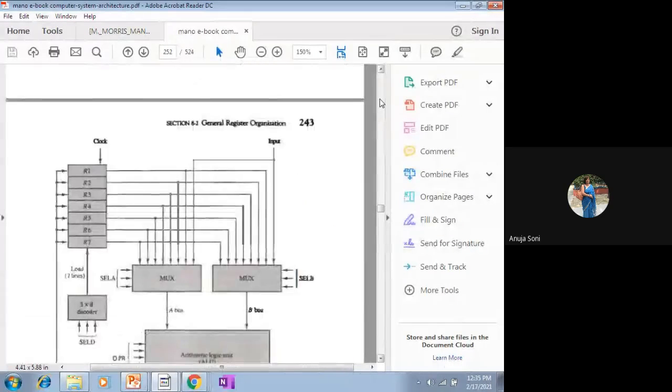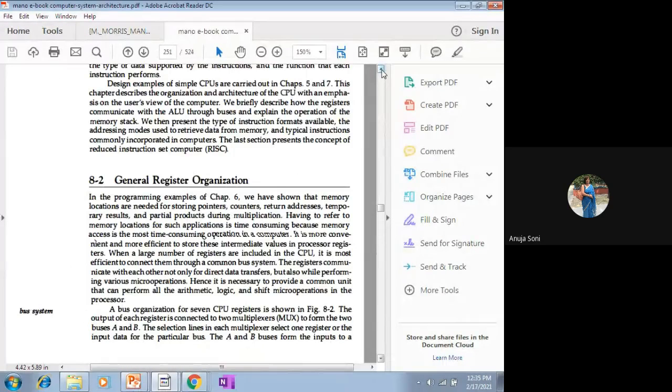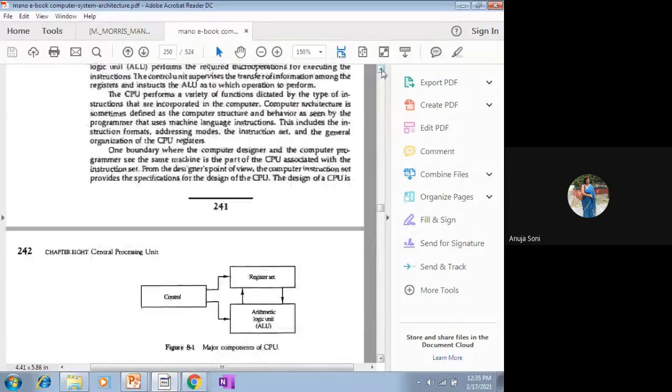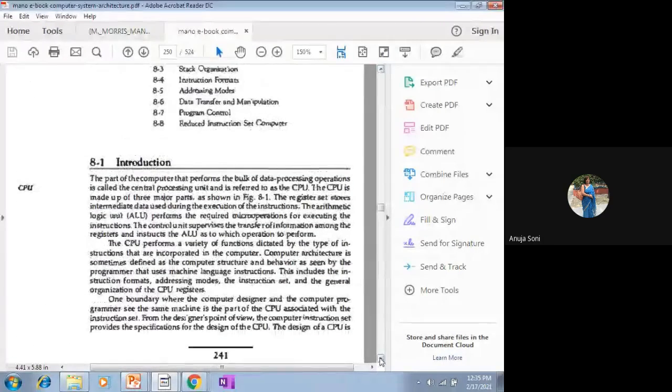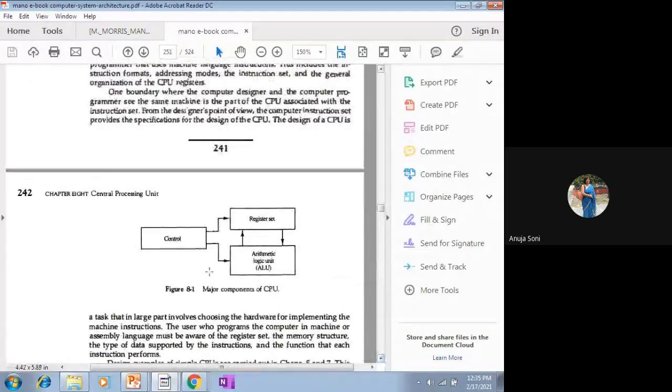This is a general register organization. Section 8.1 is only the introductory part. What are the different components of your CPU? The control unit is connected with your register set, and the arithmetical logical part is there. You have even done this in your CPU simulator as well. These are connected with each other with respect to the control signals. Data is transferred from one unit to another, and different arithmetical and logical operations are applied over the data stored in the registers.